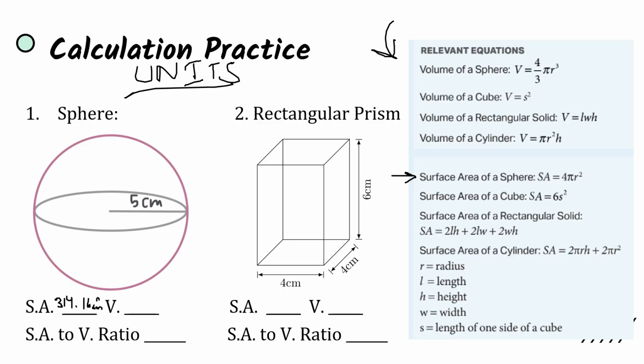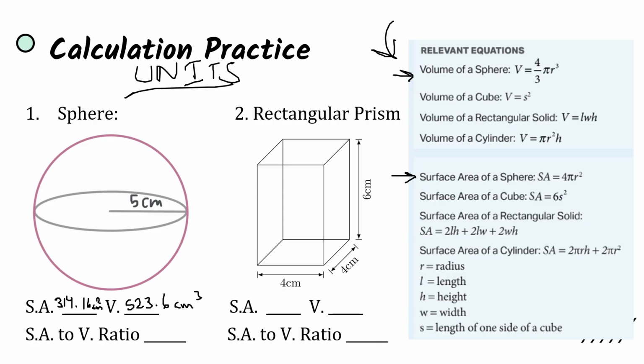314.16 centimeters squared. We look at the volume, that's going to be 4/3 pi r cubed. R cubed is 125, times 4/3 times pi is going to give us 523.6 centimeters cubed.